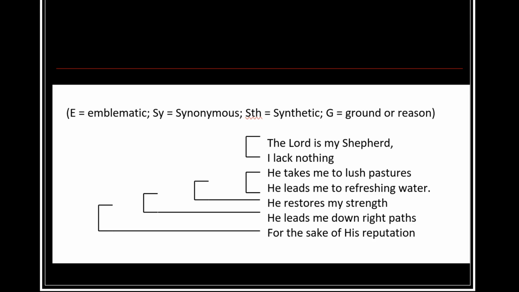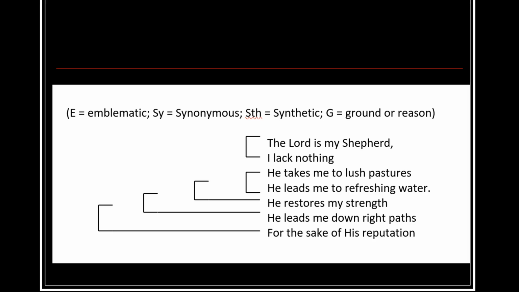Having provided preliminary labels for each of the doublets, it is now necessary to determine whether further connections between these verses may be made. The chart on your screen depicts one way in which these relationships may be construed. If you look here, "The Lord is my shepherd, I lack nothing." In this analysis, that line serves as the basic statement or thesis of the psalm.